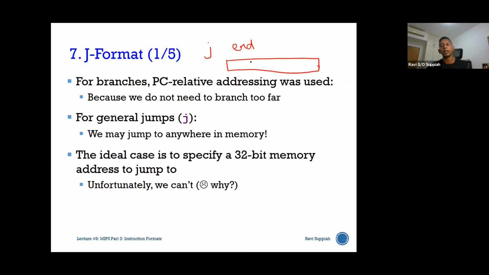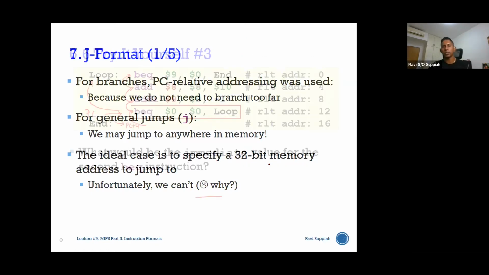Coming back to our instructions, if you remember what I said just now, I need the first 6 bits for the opcode. Since I need the first 6 bits, I can only have whatever is remaining after 6 bits. That means I have another 26 bits, because the total is 32 bits. Of course that is good, but again it comes back to the same issue: I need to specify a 32-bit memory address in our system.